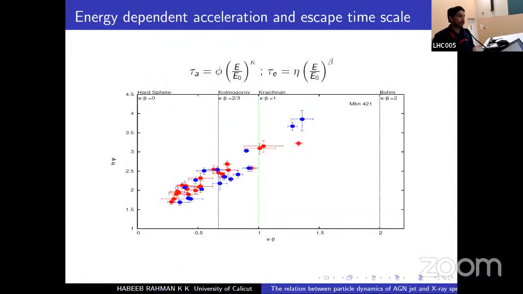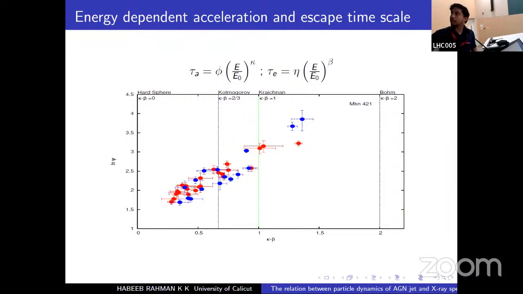For that, we considered energy dependent acceleration along with the energy dependent escape. The previous model considered only energy dependent escape. Here we consider energy dependent acceleration. By introducing that modification, we are able to bring all the points within the Bohm limit. That is the result we have.